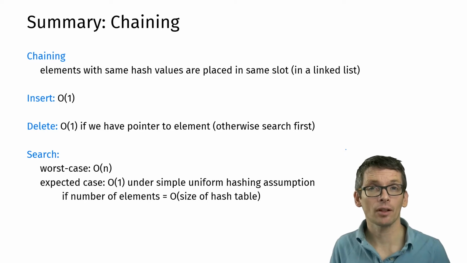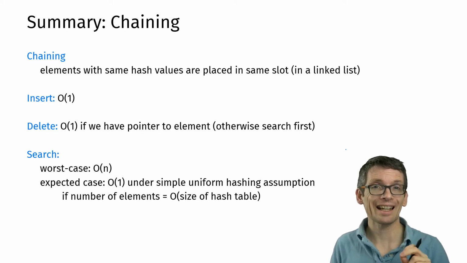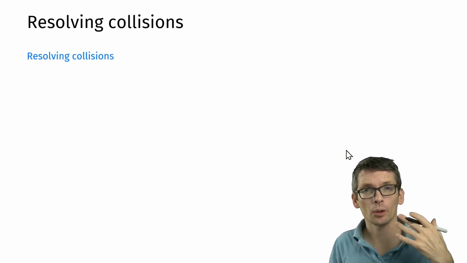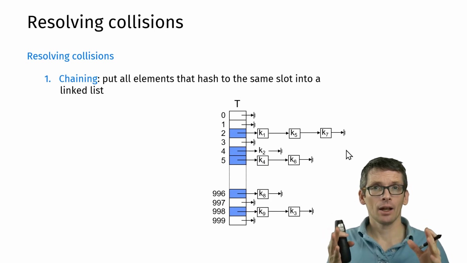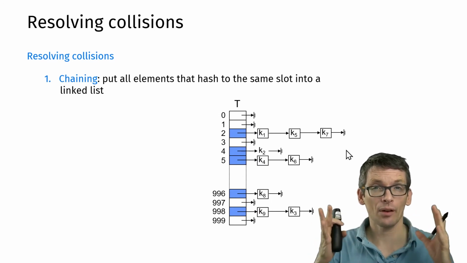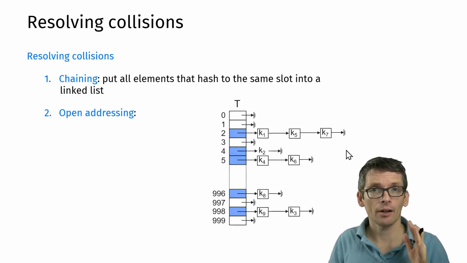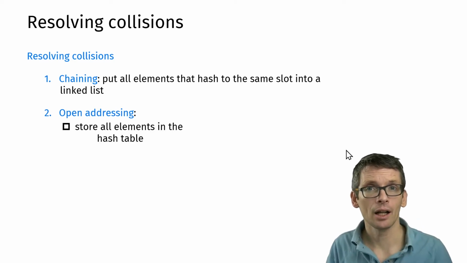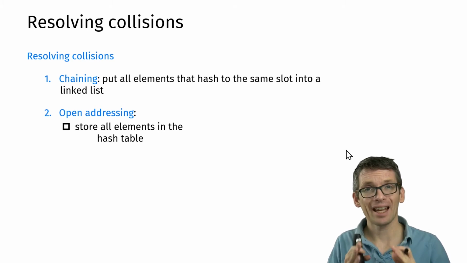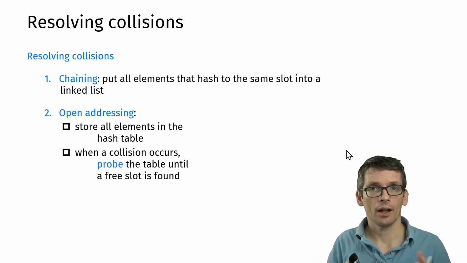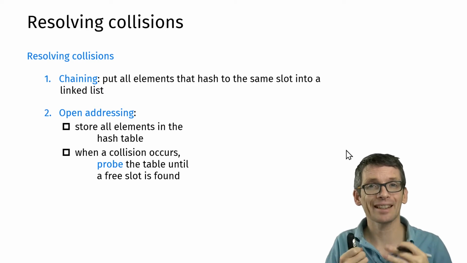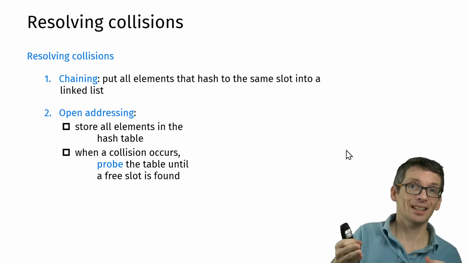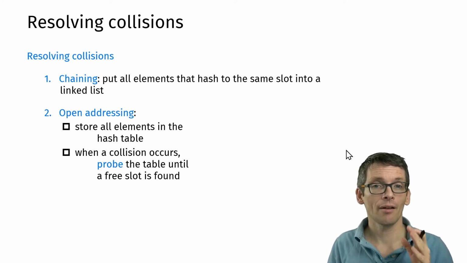Now let's see a second method for resolving collisions, and that is open addressing. So we want to resolve collisions, and we've seen how to do it with chaining, but chaining has these linked lists. And linked lists somewhat take away the beauty of the arrays, which very compactly store data. And for open addressing, we want to avoid this. But then, if we have an element that hashes to a cell that is already taken, then I need to find a different spot for that. And for that, I probe the hash table until I find a free spot. And this probing we have to do in a clever way, because obviously, if I place an element somewhere, I will also have to at some point find it again.